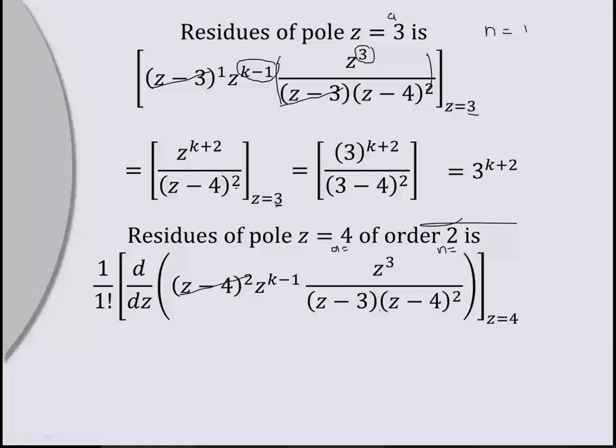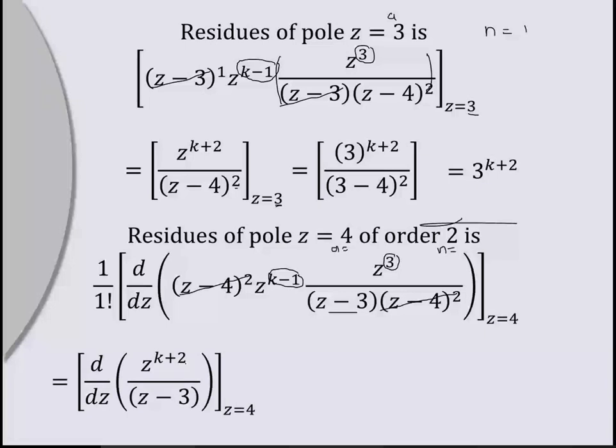So what terms remain? Z raised to k minus 1 plus 3, powers get added, divided by z minus 3. So it will be d by dz of z raised to k plus 2 upon z minus 3. And now find the derivative of it first. First take the derivative using the u by v rule, the quotient rule: z minus 3 into derivative of this, minus all this term into derivative of z minus 3, divided by z minus 3 square. U by v rule.